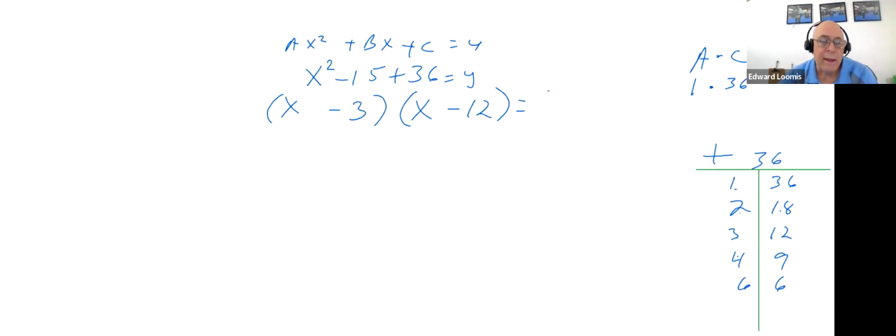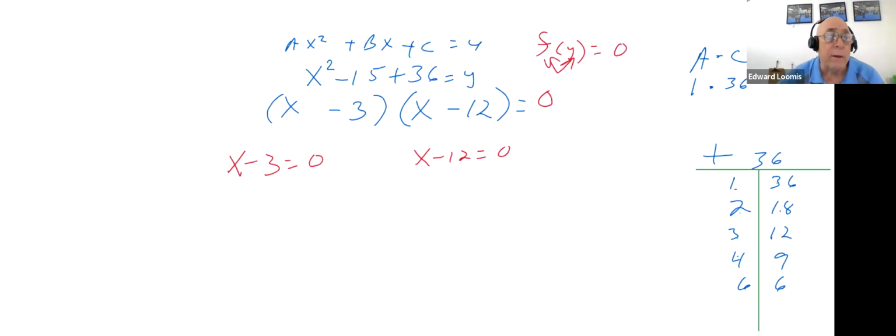Well, I'm just going to take the first parenthesis, x minus 3, make it equal to 0, and the second parenthesis, x minus 12, make it equal to 0, because that's when y is 0. You can also call this function of y. F of y, or function of y, is 0.